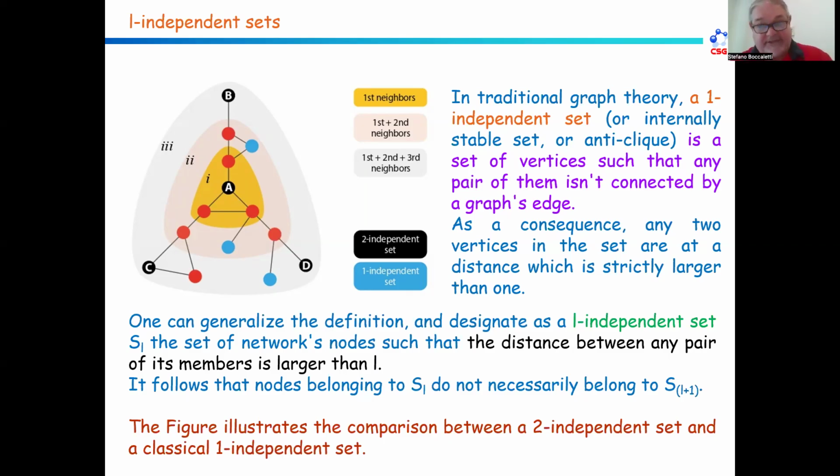But the vice versa is not true. That is, you can be a member of the 1-independent set, but not of the 2-independent set, like the 3 blue nodes that are depicted in the figure. Okay, so then, go on.